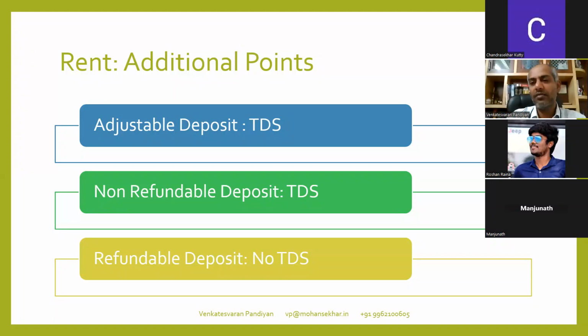Second is non-refundable deposit. The difference between adjustable deposit and non-refundable is that you can adjust or you may not adjust also. Whereas non-refundable, at the time itself you say, yes, it is not a refundable deposit and you give it, then TDS becomes applicable on non-refundable deposit. The third category is refundable deposit. Only when a refundable deposit is paid, TDS provisions are not applicable. You don't have to deduct TDS. In the case of adjustable deposits and non-refundable deposits, TDS is liable to be deducted.